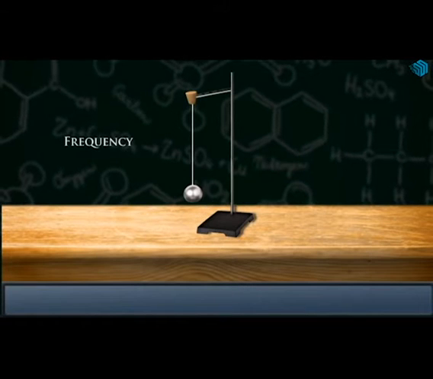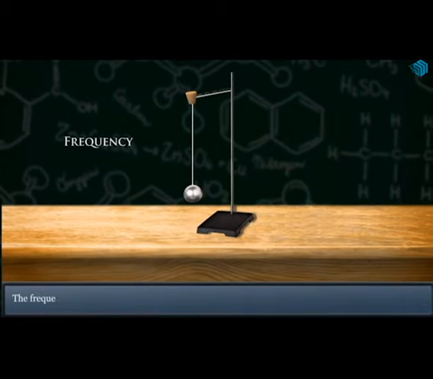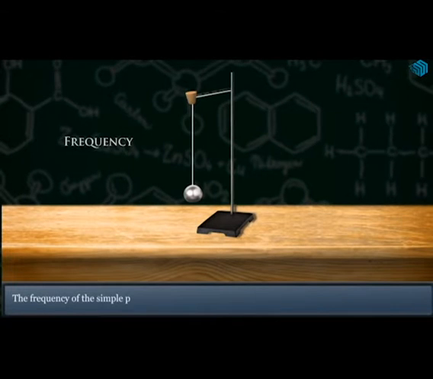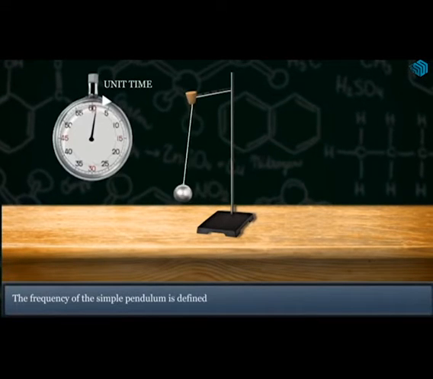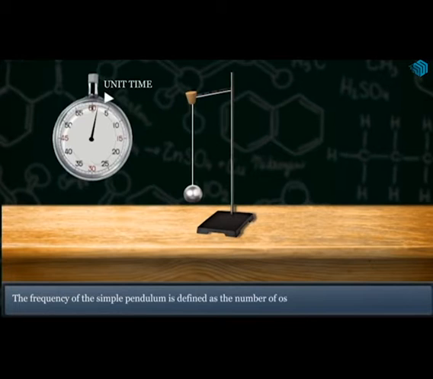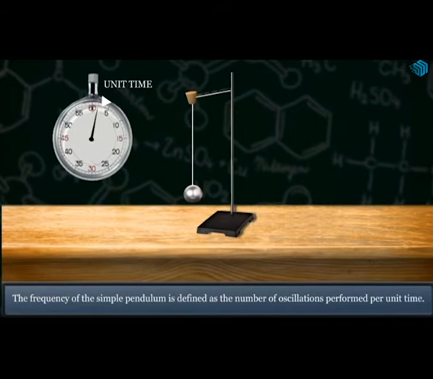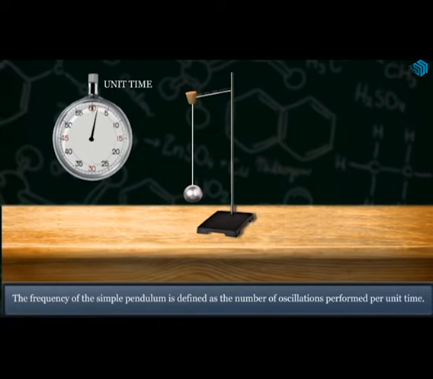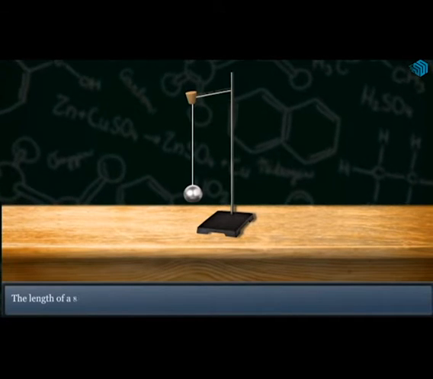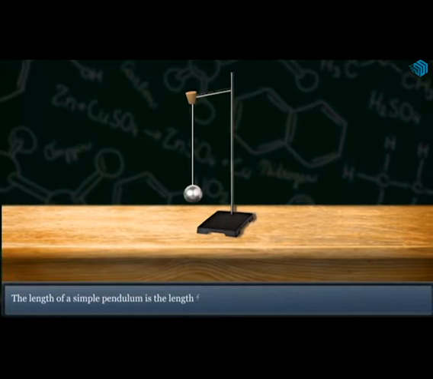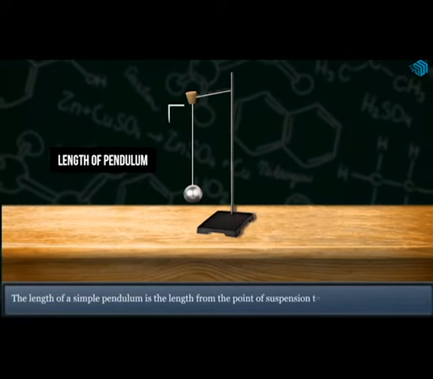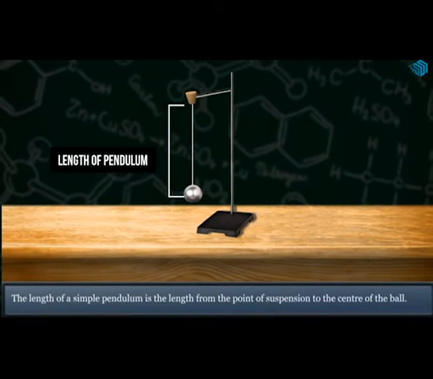Next topic is frequency. Frequency of an oscillation is the number of oscillations made in 1 second and it is denoted by the letter f and its SI unit is per second or sometimes we denote it as hertz. The length of a simple pendulum is the length from the point of suspension to the center of the bob.